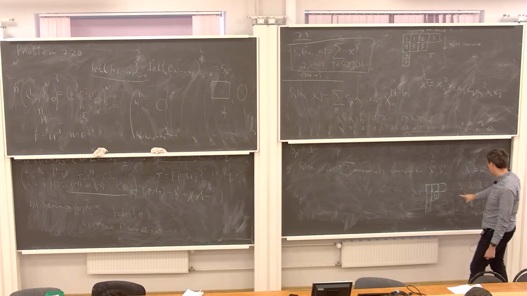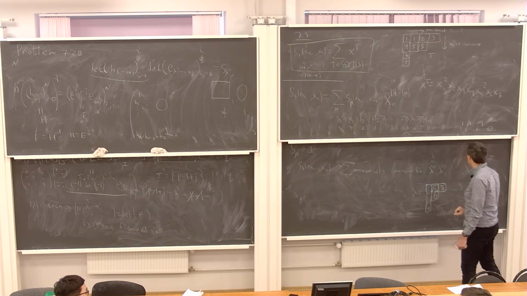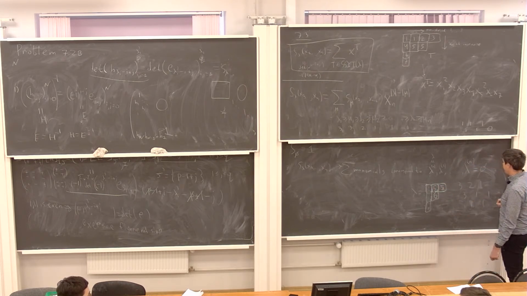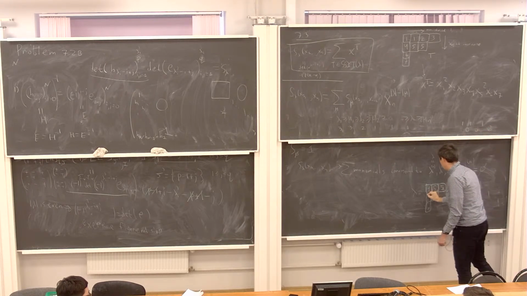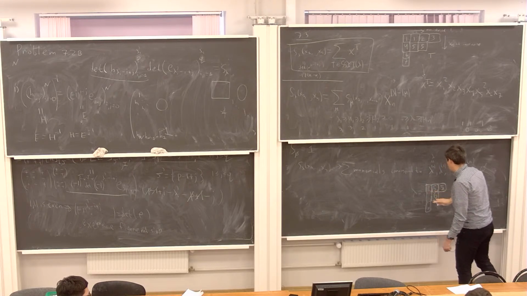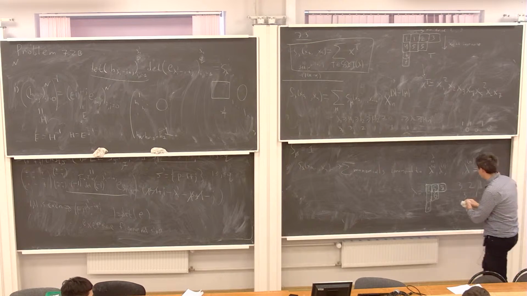I said 1, 1, 1, so 5, 5. And for example, okay, let's see. I can put here 0, 0, 0. You get 4. No. Yes, right. So let's try again.